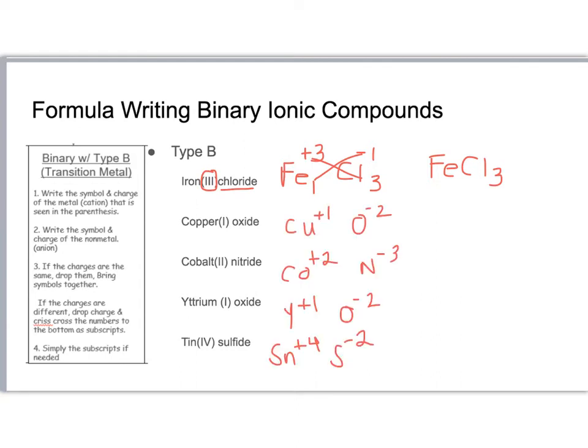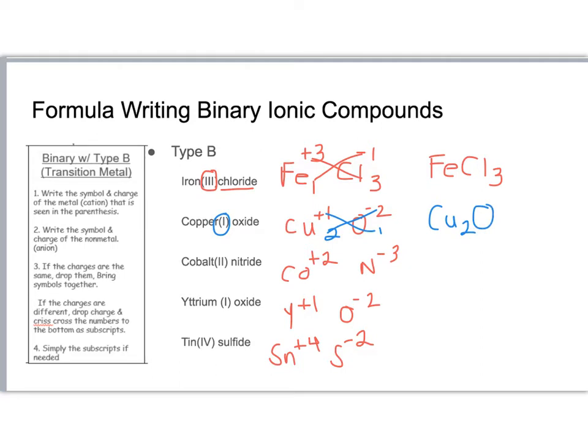In our second example, we will be looking at copper 1 oxide. Copper has a charge of +1. Oxygen is O-2. The two charges are different, so we're going to drop the charge and cross the numbers down. Remember, we do not write ones as subscripts.